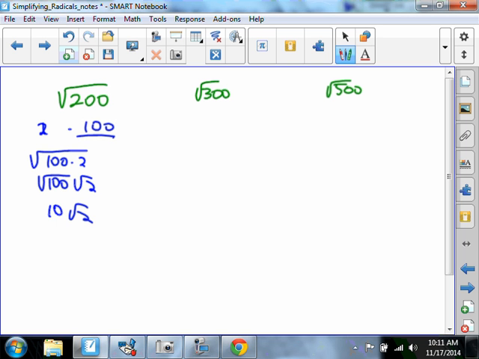So what's the square root of 300 going to be? 10 rad 3. Square root of 500? 10 rad 5. So what about the square root of 400? It's not 10 rad 4, because it's a perfect square. It's 10 times 2, which is 20, right?